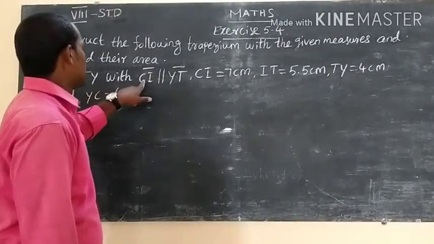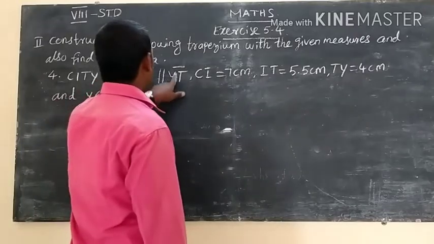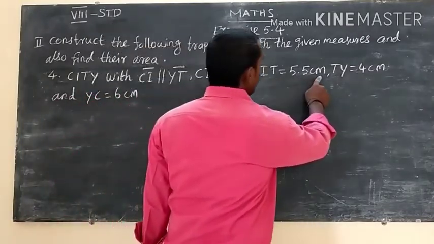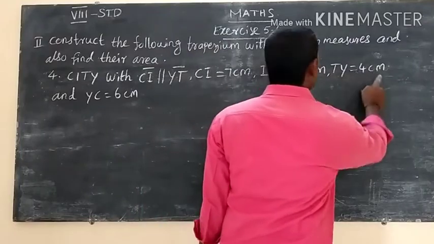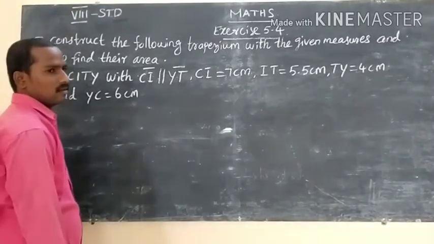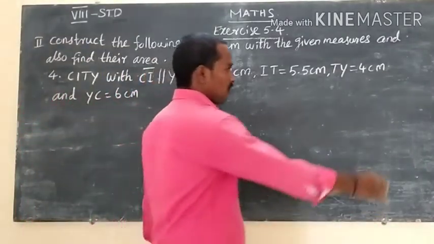Construct trapezium CITY with line segment CI parallel to line segment YT. CI is equal to 7 centimeter. IT is equal to 5.5 centimeter. TY is equal to 4 centimeter. And YC is equal to 6 centimeter. So draw the rough diagram and mark the given measurements.